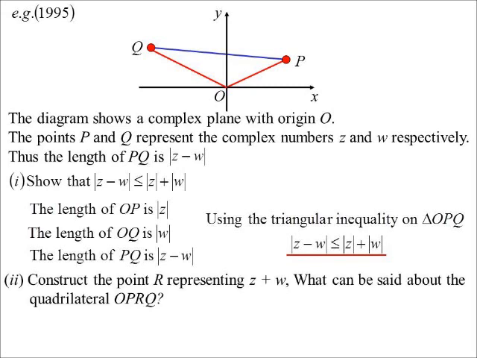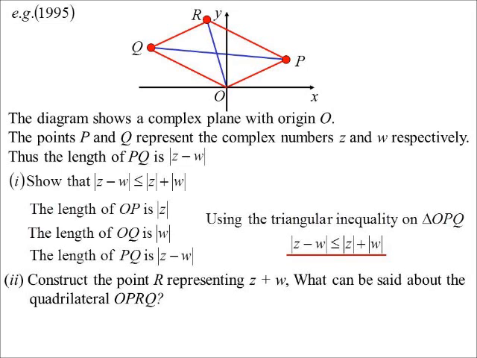All right, so we're now going to construct the point R representing Z plus W. And then they want to know what can be said about the quadrilateral. All right, so let's find R. There we go. Draw up our parallelogram. There's R. What can be said about the... I suppose we could say a lot of things. We could say, oh gosh, it looks nice. Lovely use of colour. Don't think that's what they're looking for, though. I think they're looking for one key fact. What do you think it is they're looking for?